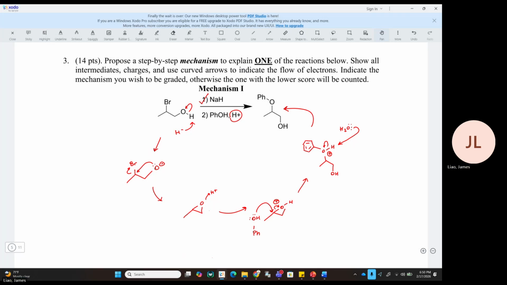Wait. It's an acid. It's because of the H plus.